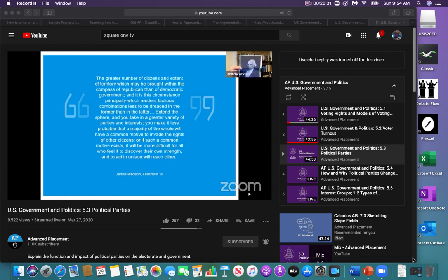The greater number of citizens, and extent of territory which may be brought within the compass of republican than of democratic government, it is this circumstance principally which renders factious combinations less to be dreaded in the former than in the latter. Extend the sphere and you take in a greater variety of parties and interests; you make it less probable that a majority of the whole will have a common motive to invade the rights of other citizens. Or if such a common motive exists, it will be more difficult for all who feel it to discover their own strength and to act in unison with each other.